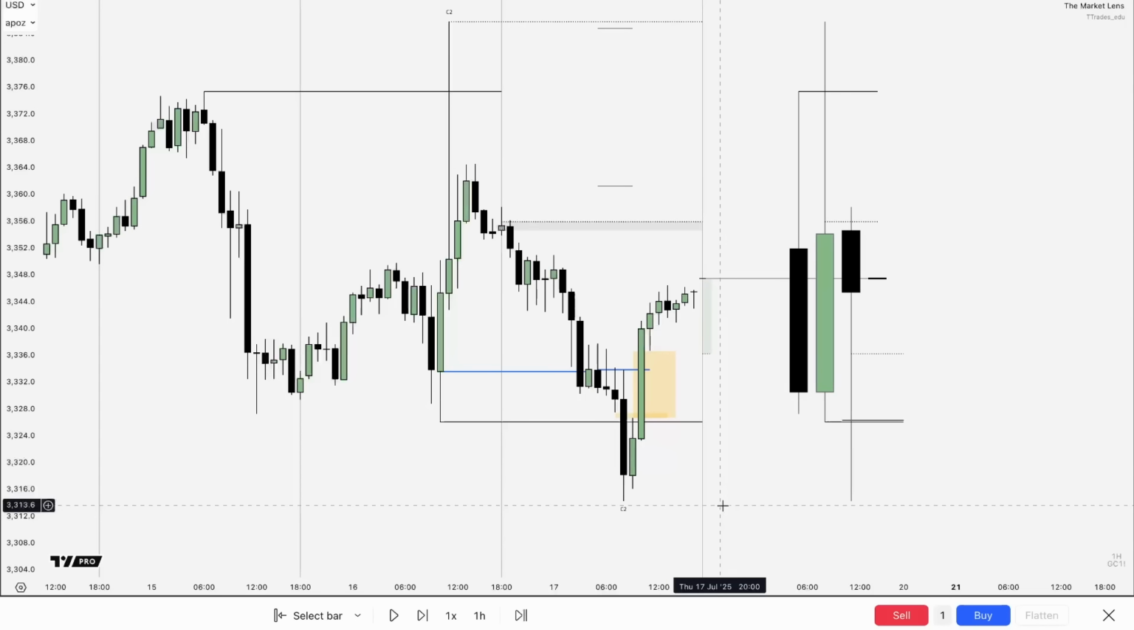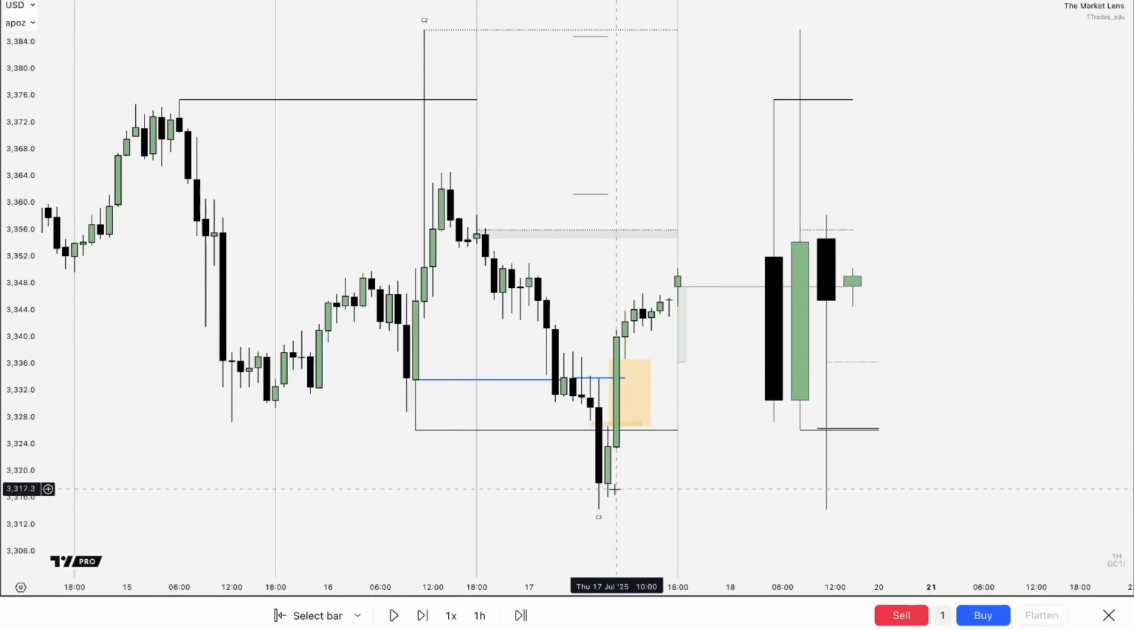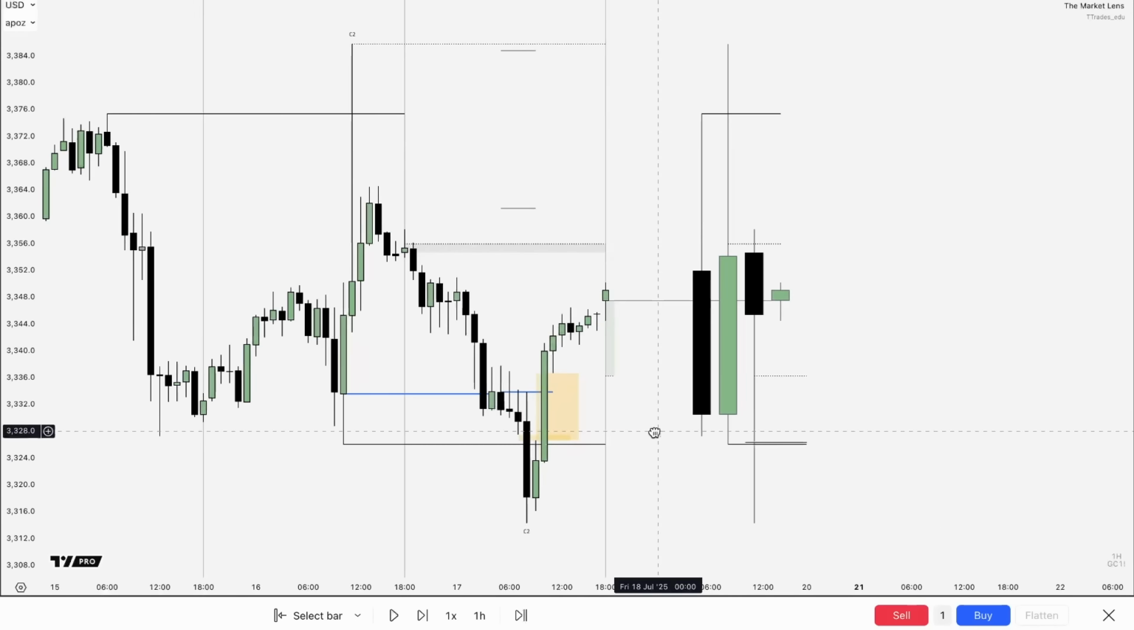So let's see what happens. There the model prints. We have the change in the state of delivery with that V-shaped reversal. Now I'd want to find a point of interest in this area. So taking a look, we have a swing low.